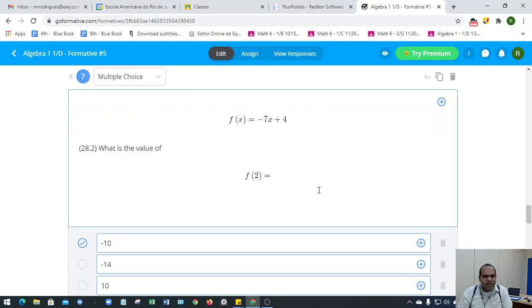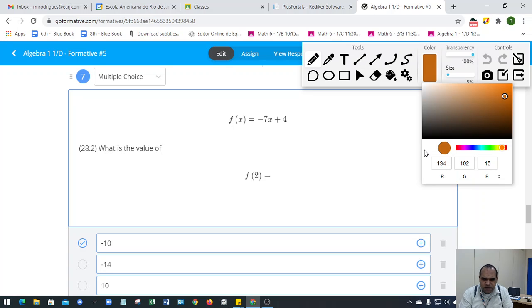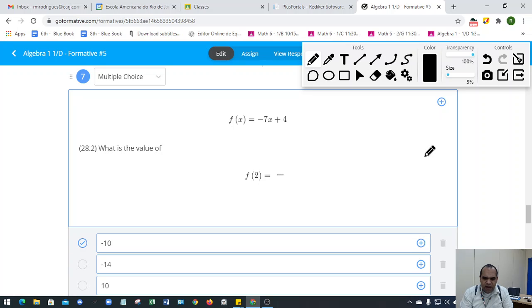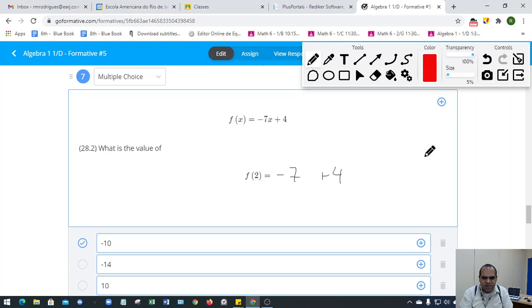Number 7. f of x equals negative 7x plus 4. What is the value of f of 2? Instead of writing x, I will write number 2. Let's solve this. Negative 7 plus 4. Instead of writing f of x, my x right now is number 2. Let's solve it.